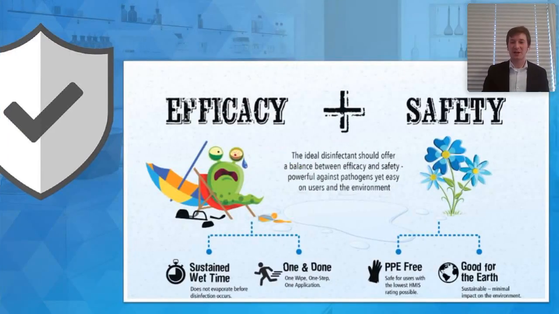So really what it comes down to is we want to look for a product that is going to be a balance between efficacy and safety. Obviously we need a disinfectant to be effective against pathogens. That's the baseline, but we want to do this without compromising on safety. So we want a solution that's going to be tough on pathogens without ever compromising safety to people and animals. That's a really critical thing to look for when choosing a product and using it effectively.